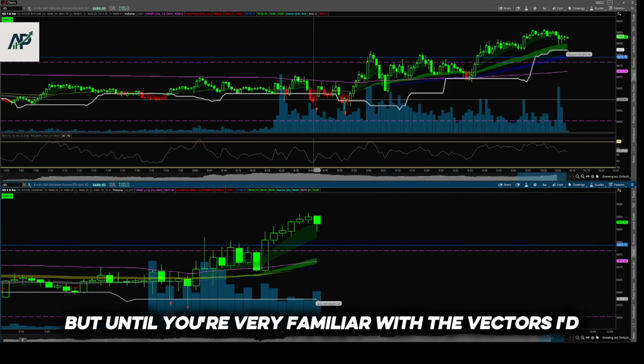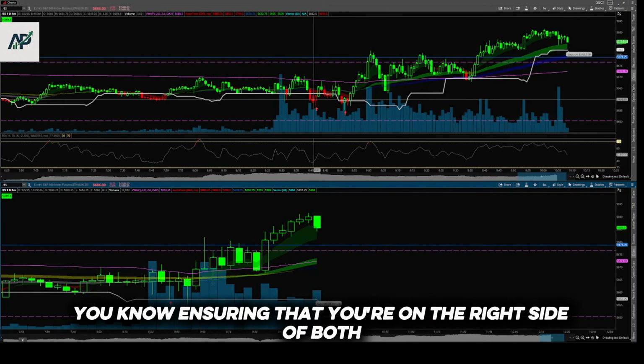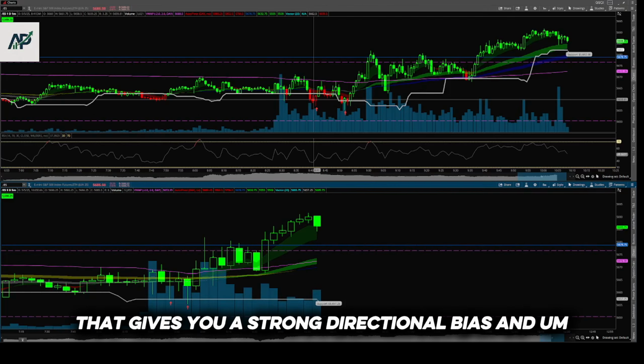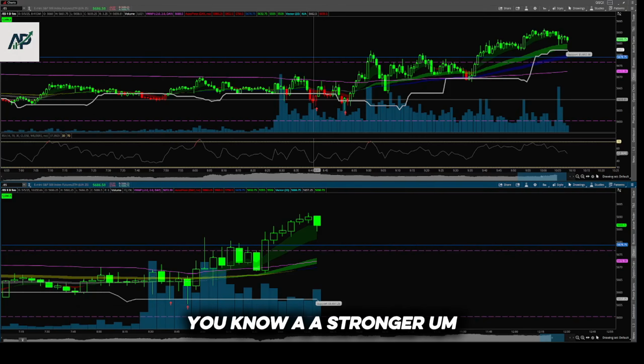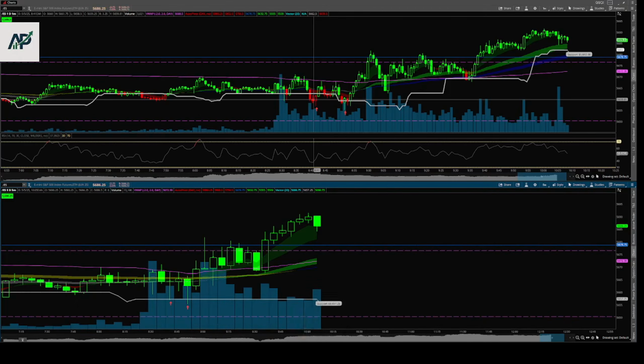But until you're very familiar with the vectors, I'd suggest that people start by ensuring that you're on the right side of both. That gives you a strong directional bias and a stronger probability of that trade working out in your favor.